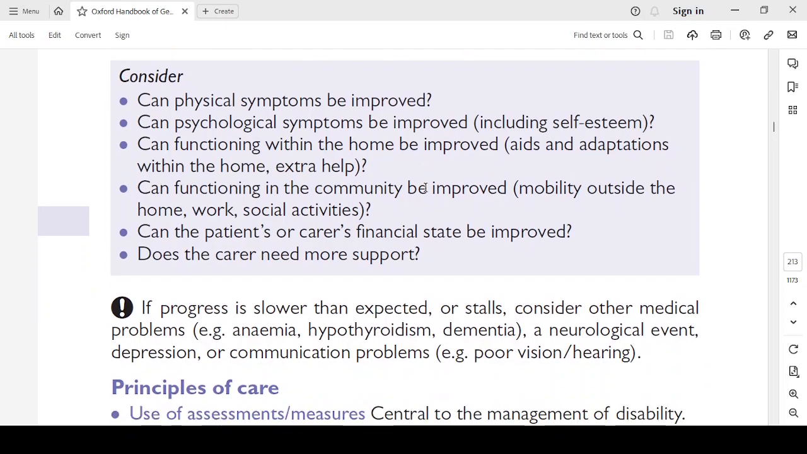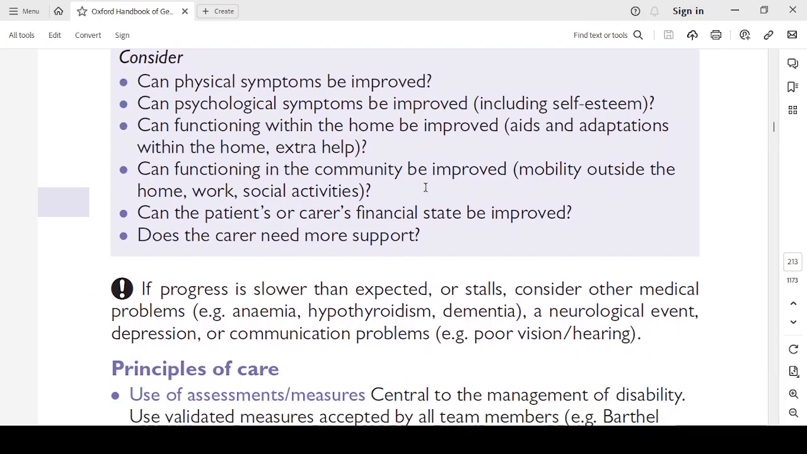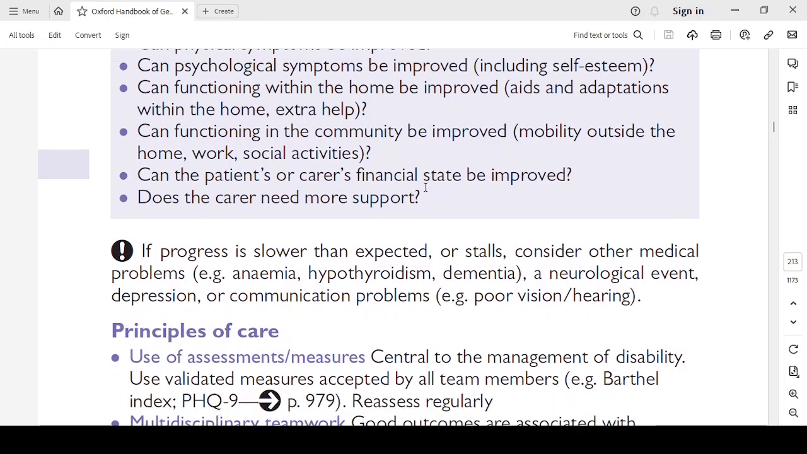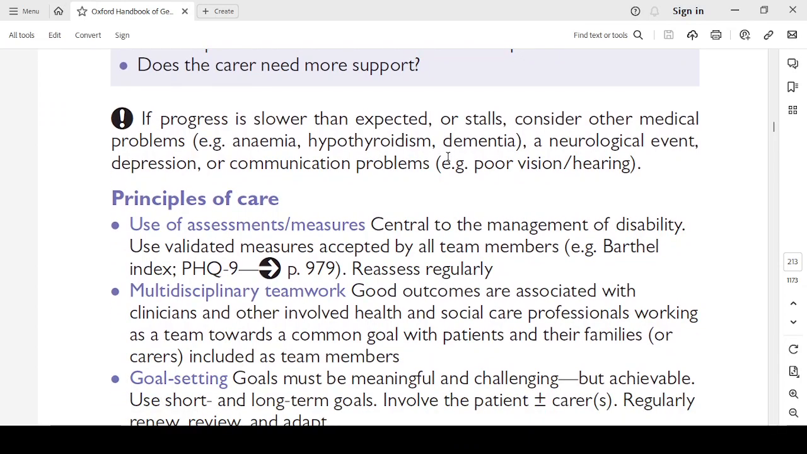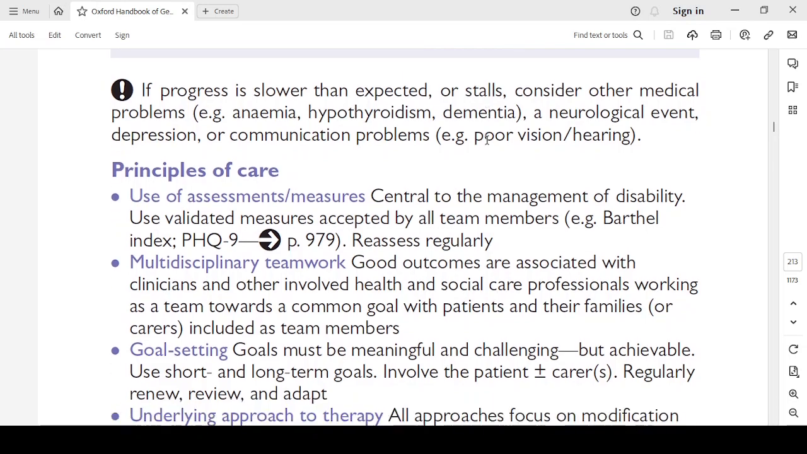Consider, can physical symptoms be improved? Can psychosocial symptoms be improved, including self esteem? Can functioning within the home be improved? Aids and adaptations within the home, extra help. Can functioning in the community be improved? Mobility outside the home, work, and social activities. Can the patient's or the carer's financial state be improved? Does the carer need more support? If progress is slower than expected or stalls, consider medical problems like anemia, hypothyroidism, dementia, a neurological event, depression, or communication problems, for example poor vision or hearing aid.